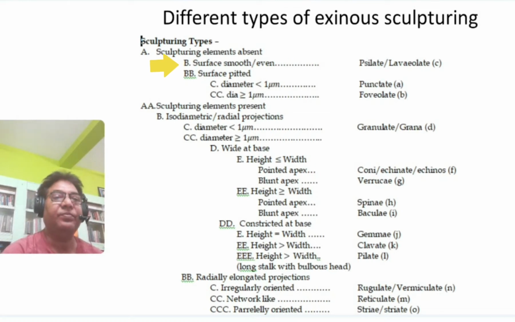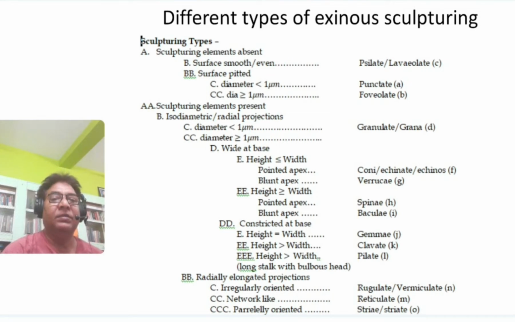Okay. Then surface pitted, or there are depressions. These depressions are almost rounded depressions, and it depends on the diameter of the depression, what we will call it. So if it is less than 1 micrometer, it is called punctate, and if it is more than 1 micrometer, we call it foveolate. Now, sculptural elements present. Within that, there are two categories.